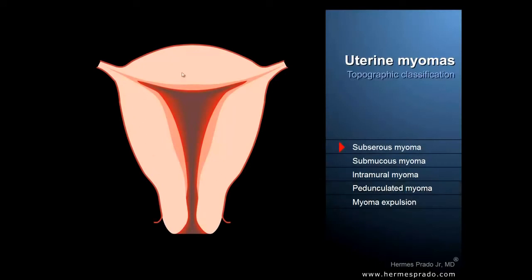This is a frontal view of the uterus. Here are the outlets of the fallopian tubes, and down here we see the cervix. The external surface of the uterus is covered by a serous membrane, also known as peritoneum, and this soft mucosal lining that we see here in the uterine cavity is the endometrium.